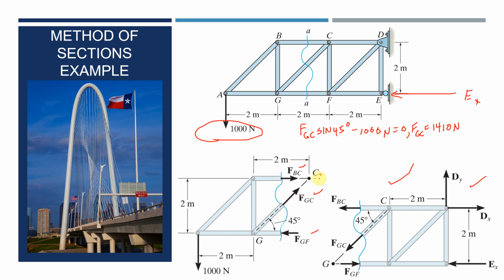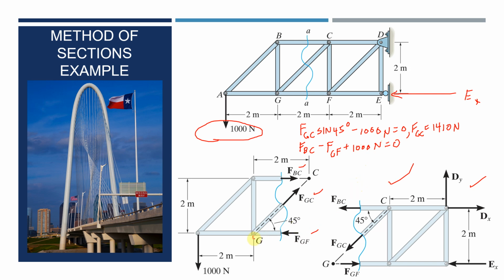So in the y direction then, FBC minus FGF cosine, minus or plus 1410 cosine 45 degrees, which is 1,000 newtons, equals 0. Plus, plus, minus. Okay. So we have two unknowns. Now we need a moment equation.